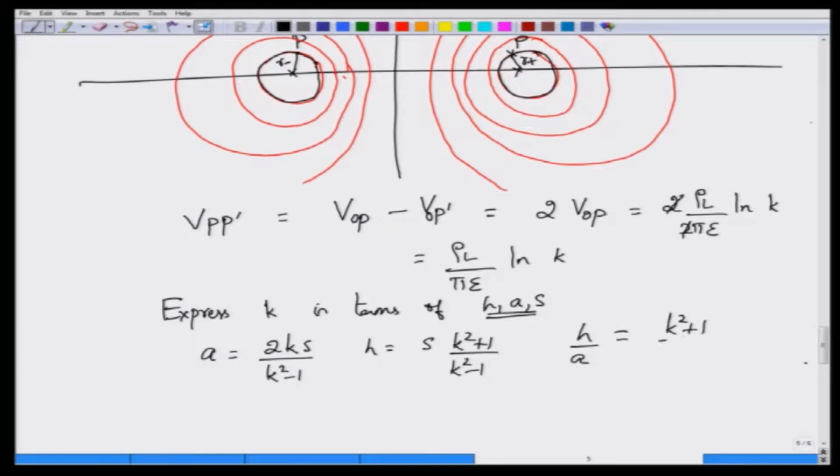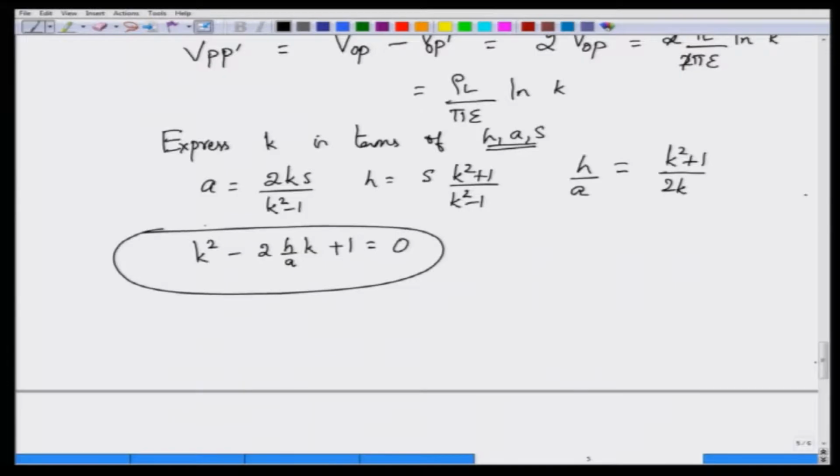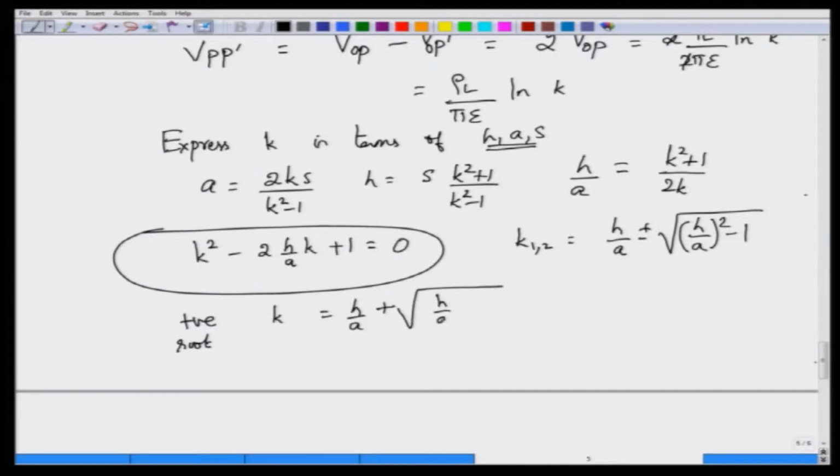H by A is K square plus 1 divided by 2K, and then invert this relationship, you will get a quadratic equation in K. So, you get K square minus 2 H by A into K plus 1 is equal to 0. This quadratic equation relates K to H and A. It has two solutions, given by H by A plus or minus square root of H by A square minus 1. If you choose the positive root, you get K equal to H by A plus square root of H by A square minus 1, and this corresponds to the equipotentials on the right side.